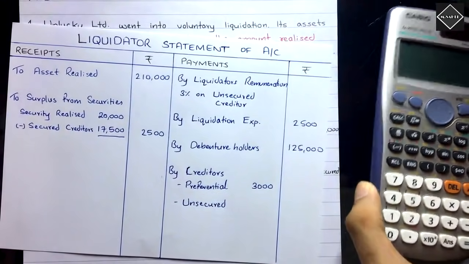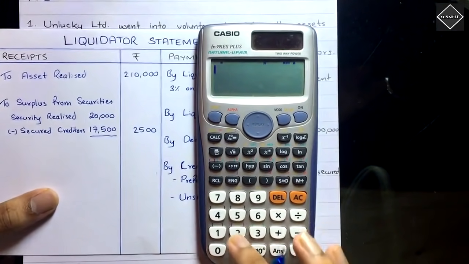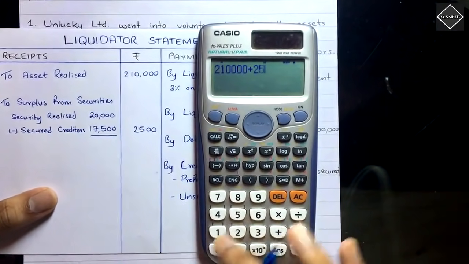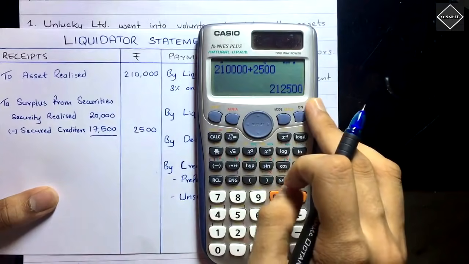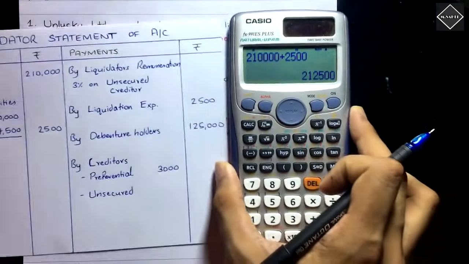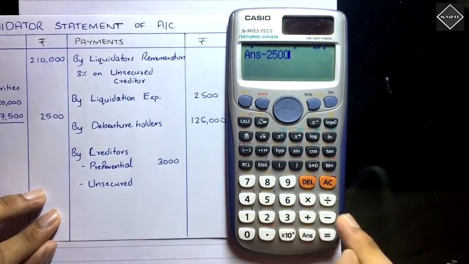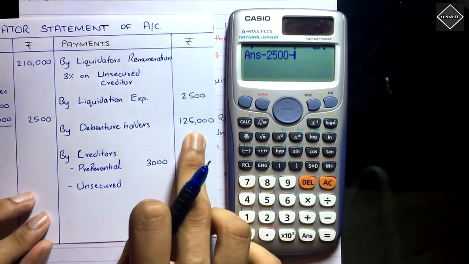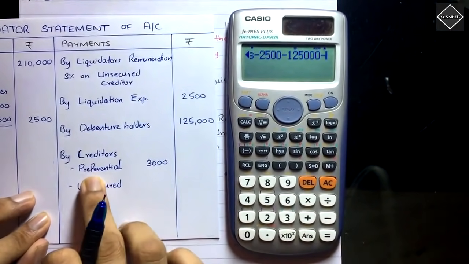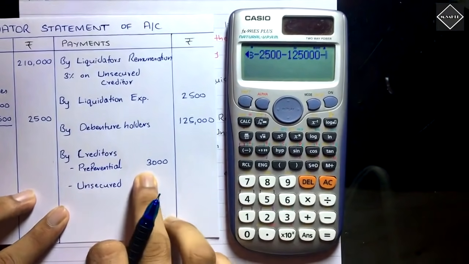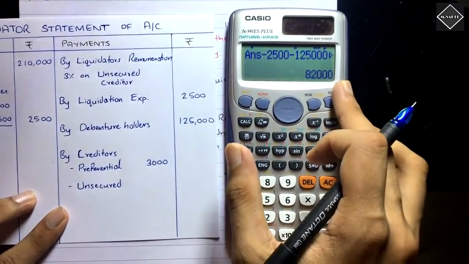First, take all the receipts. How much money did you get, right? So asset realized and here surplus. So in total you have got 2,10,000 plus 2,500, that is equal to 2,12,500. And then what payments did you make? You paid liquidation expenses of 2,500, so minus 2,500. Then minus debenture holders, 1,25,000. Then minus preferential creditors 3,000. You get 82,000 as the amount available.